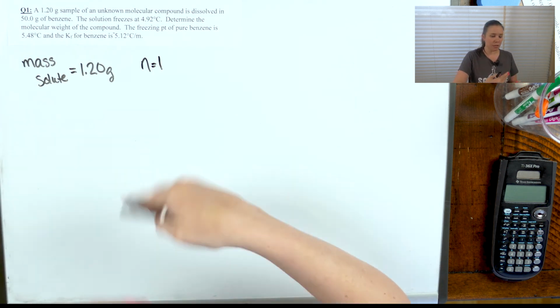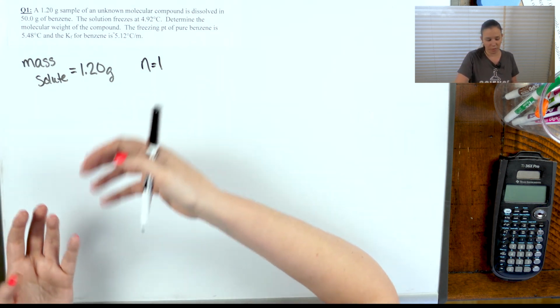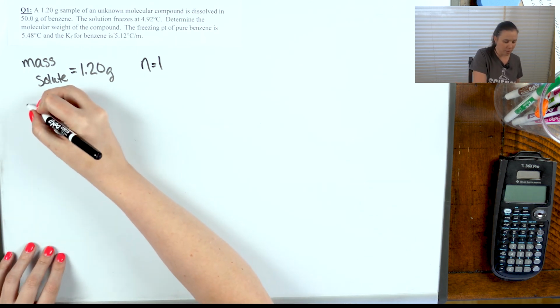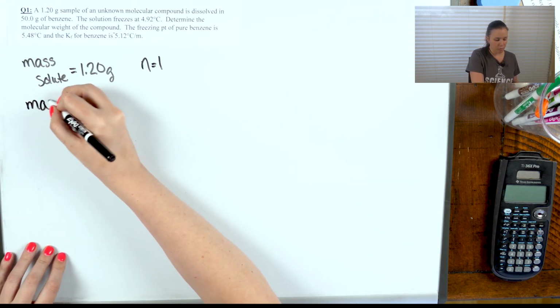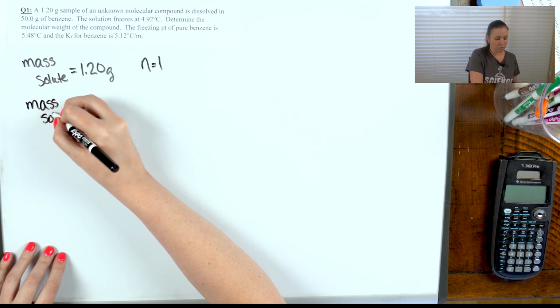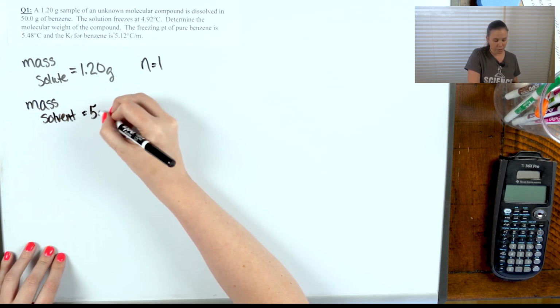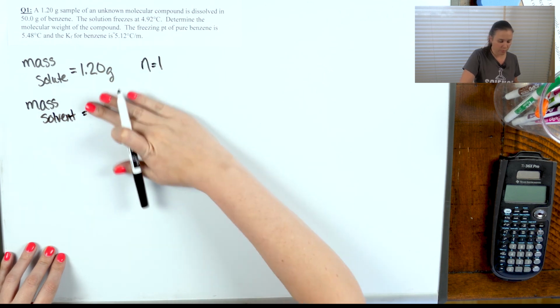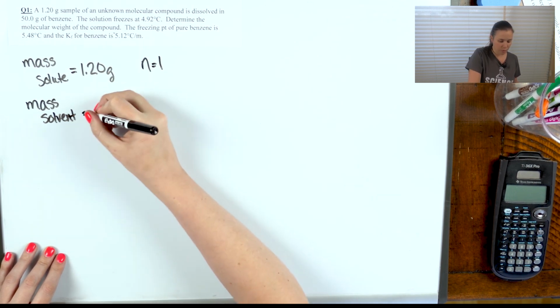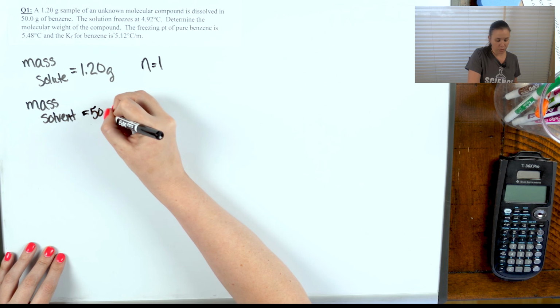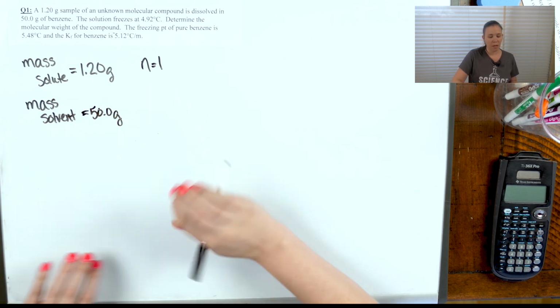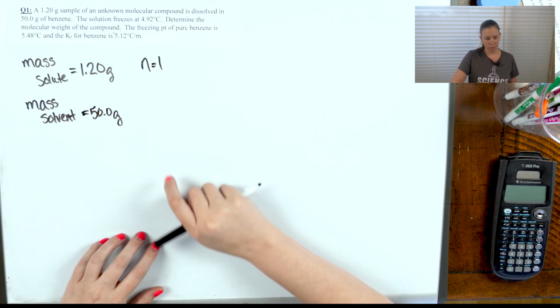It's going to be dissolved in 50 grams of benzene. So whatever's doing the dissolving would be our solvent, right? So benzene would be our solvent. So the mass of the solvent is going to be this 50 grams. Equals 50.0 grams.